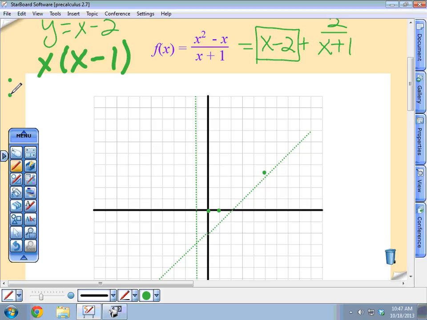What if we pick 3? See what's happening at 3. 6 over 4, which is 3 halves, which is 1.5. So we're still in there. Okay.